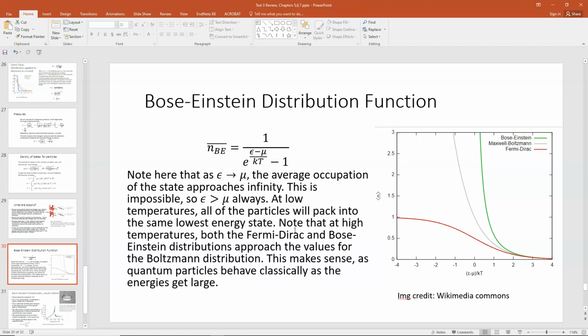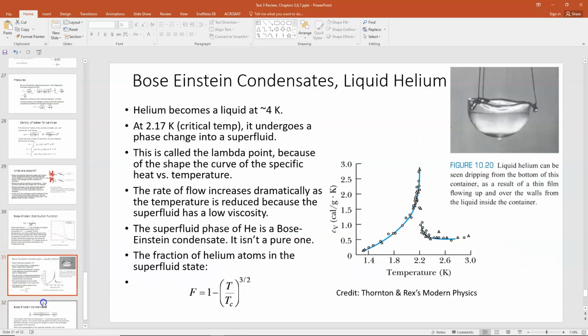Okay, so your Bose-Einstein distribution function is the distribution function obeyed by bosons. Here, the distribution function n-bar is 1 over e to the (epsilon minus mu) over kT, minus 1. Now, as epsilon approaches mu, the average occupation of the state approaches infinity. And that's impossible, so the energy must always be greater than the chemical potential. At low temperatures, all the particles are going to pack into the same lowest energy state. And at high temperatures, remember that all distribution functions approach the value for the Boltzmann distribution because quantum particles behave classically as integers get large, or as energies get large.